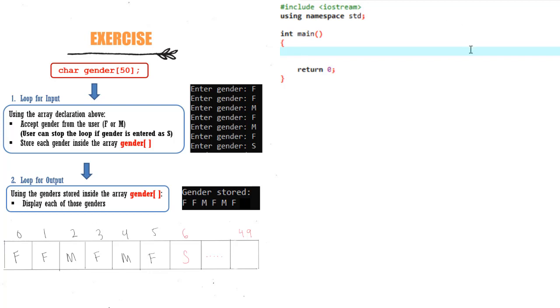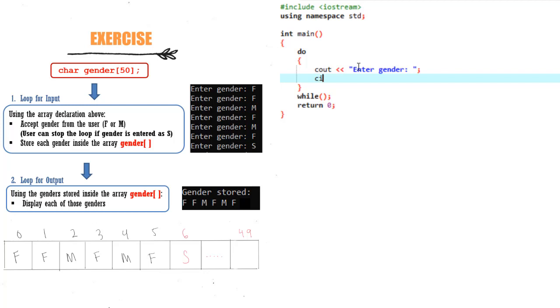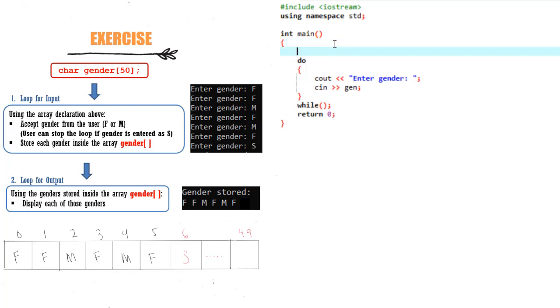With a sentinel loop, it is best that we use a do-while loop. So we do, and then we will have a while. Inside here, you will have your condition. First of all, the thing that we want to repeat is to enter gender. So the user will enter the gender. So cin, let's say I do gen. This will either be M or F or S, so the gen should be a char. So char gen.